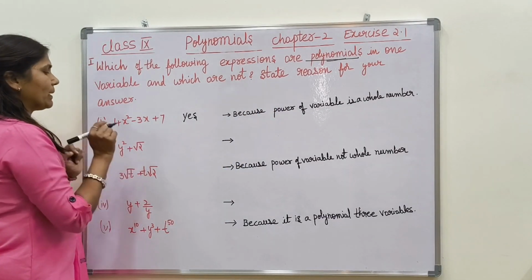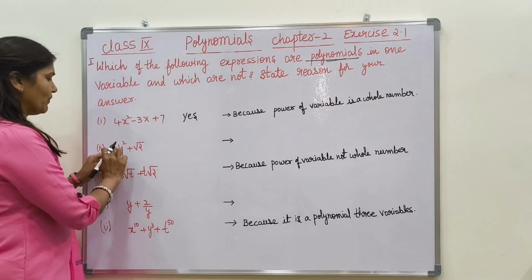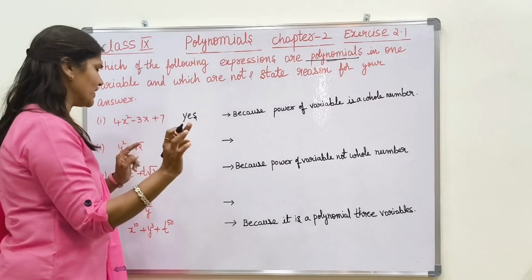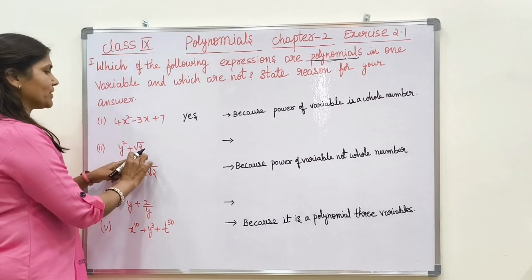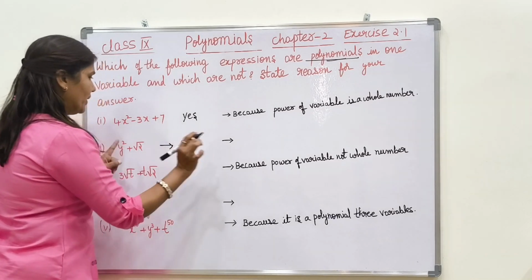Next, y square plus root 2. Here the variable's power 2 is there, no problem. The variable's power is a whole number, so that's it. This number, whatever it may be, no problem. So y square plus root 2, yes, it is a polynomial.